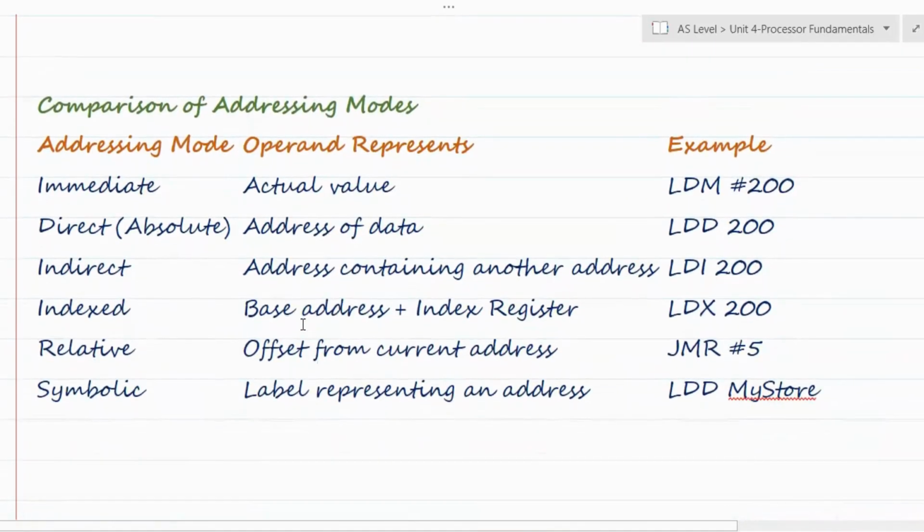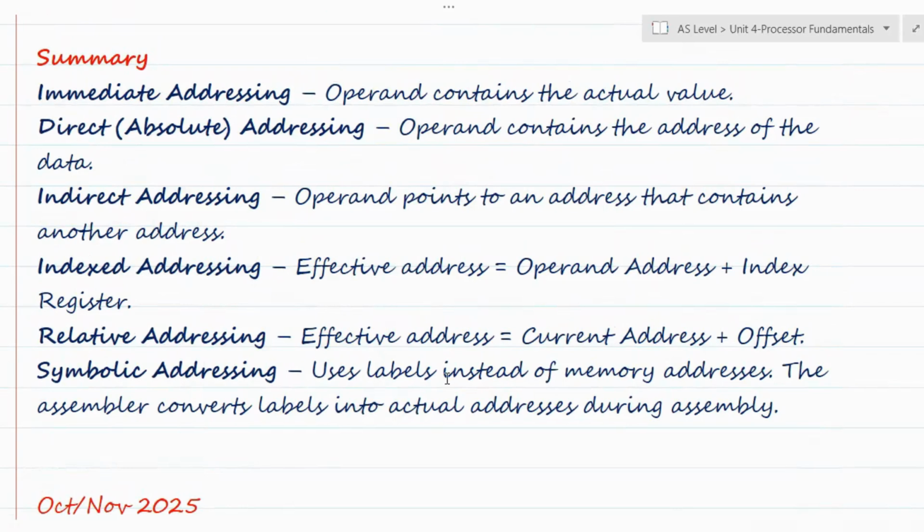I have created a comparison table of all the addressing modes. You can pause the video and have a look. And here is a summary table for a quick revision for all of you. You may pause the video again and have a read. You can take notes if you want.